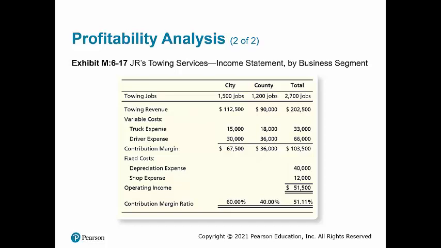By separating revenues and variable costs by business segment, we can see that the city jobs are more profitable, with a 60% contribution margin ratio compared to 40% for county jobs. In addition, by separating costs by behavior, fixed and variable, the company can calculate the contribution margin ratio by dividing the contribution margin by revenues.